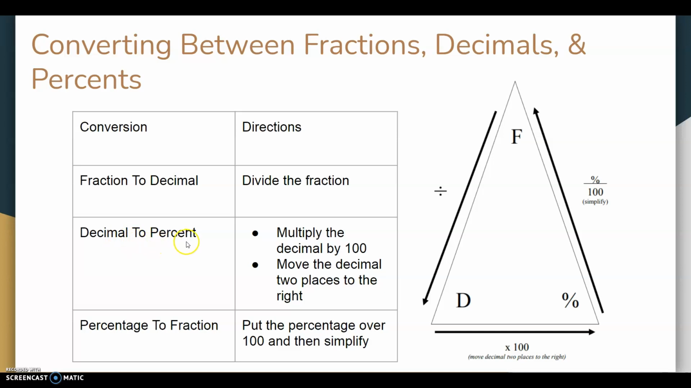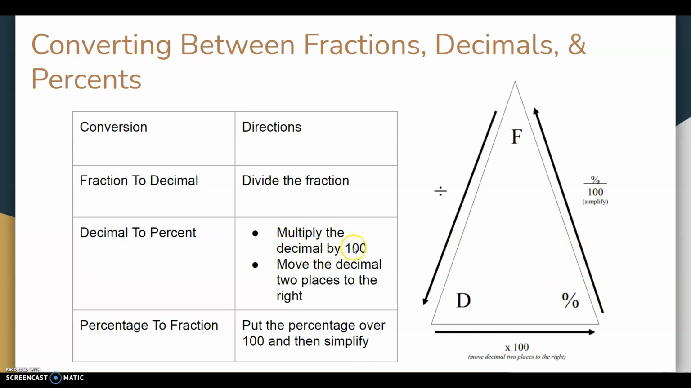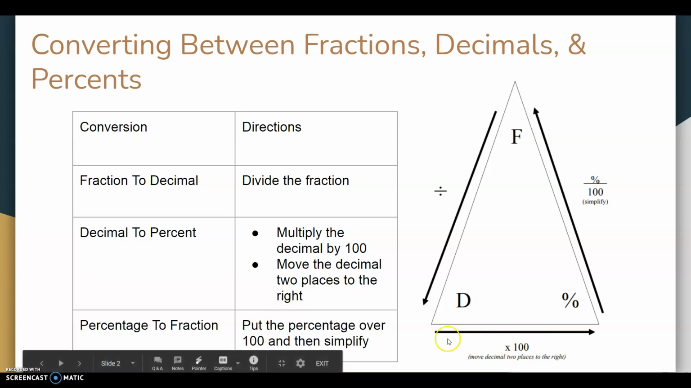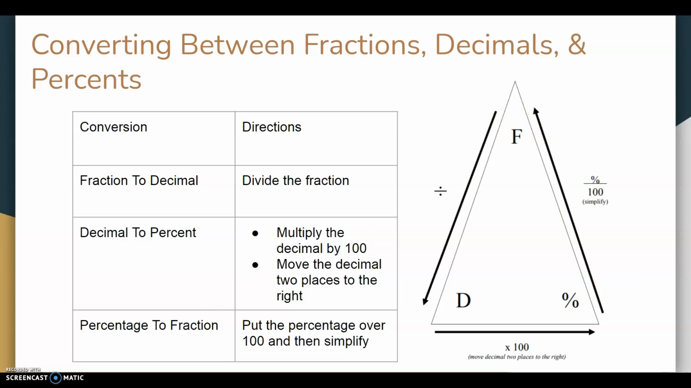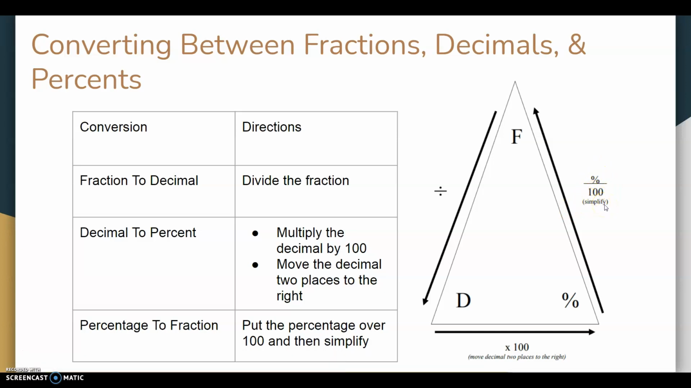For decimals to percents, so D to the percentage, you could do this two ways. You could multiply the decimal by 100, or you could move the decimal two places to the right. And so you see, you can either times by 100 or move decimal two places to the right. And then the last, percent to a fraction, what you have to do is put the percentage over 100 and then simplify. And over here you see the percentage over 100 and then simplify.